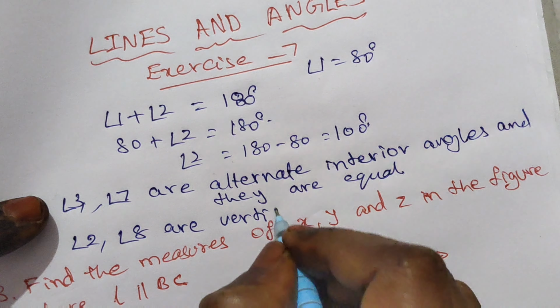And here these three angles form a straight angle: 75, x and 45. The sum of these three angles is 180. 75 plus x plus 45 is equal to 180 degrees. 75 plus 45, how much? 120 degrees. Plus x is equal to 180 degrees. So x is equal to 180 minus 120, which is 60 degrees.